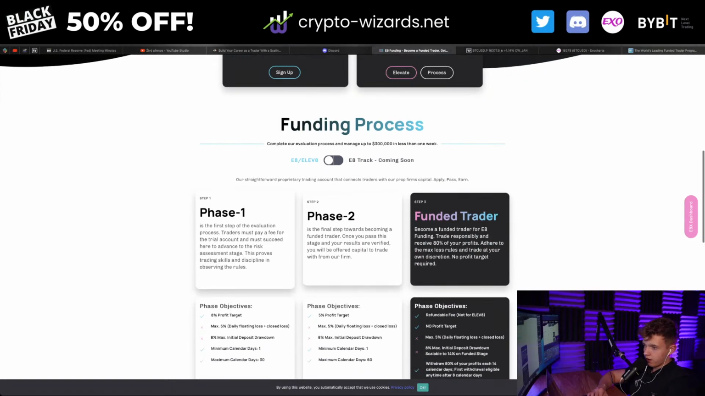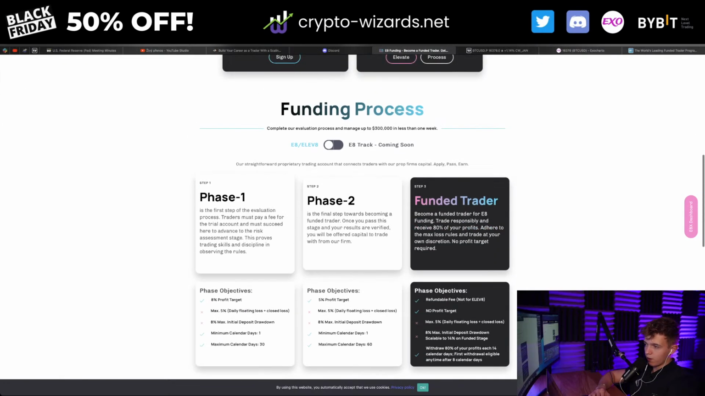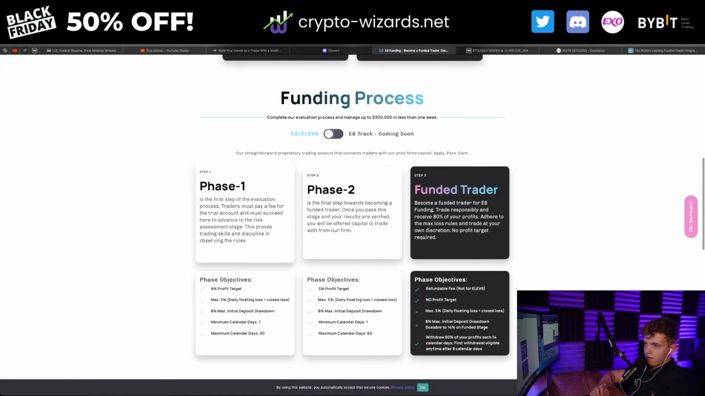So the phases, you have your phases here. Okay, so this is the same as with FTMO. Phase 1 is the first step of the evaluation process. Traders must pay a fee for the trial account and must succeed here to advance to the risk assessment stage. This proves trading skills and discipline in observing the rules. So the 8% profit target, 8% drawdown.